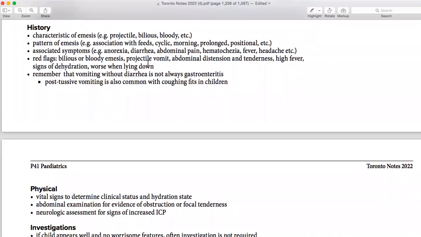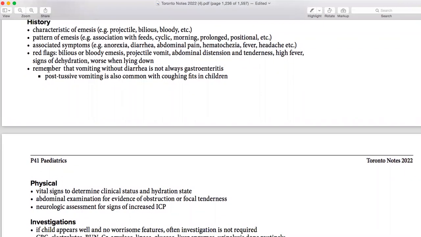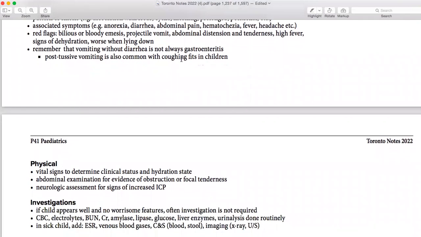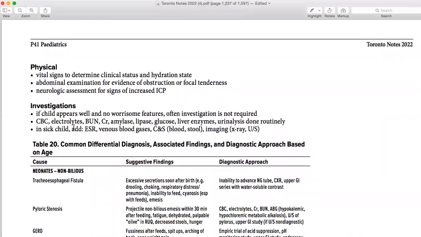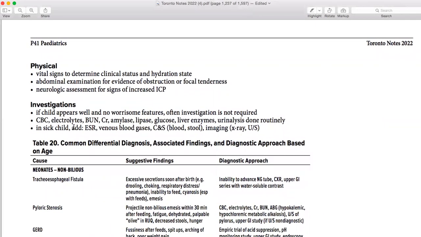You need to know what kind of questions you can ask in history. Red flags like bilious or bloody, projectile vomit, abdominal distension, tenderness, high fever, signs of dehydration, worse when lying down. Post-tussive, so with coughing fits. Then physical examination: what are you going to find out? Dehydration, signs of clinical status, and how you find out pyloric stenosis. All this, abdominal examination is important. Then you have to check the neurological examination. Maybe ICP is raised, which is causing the vomiting.